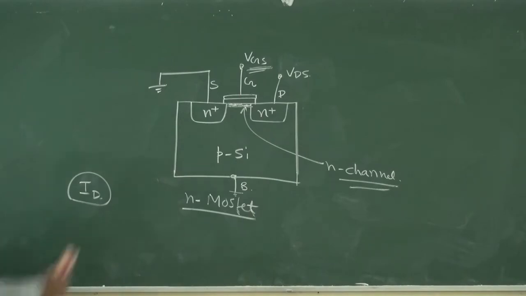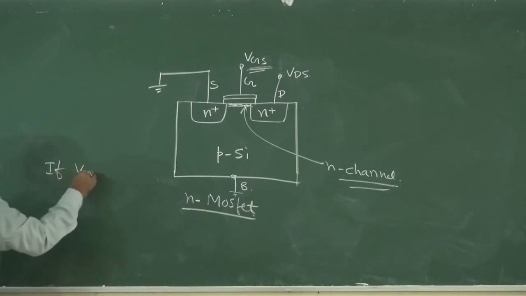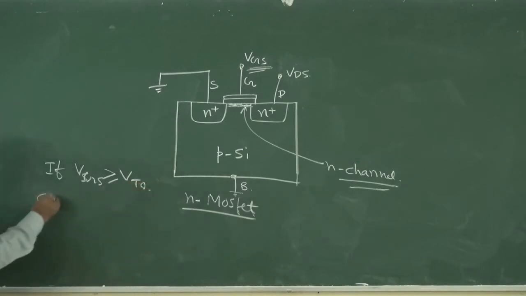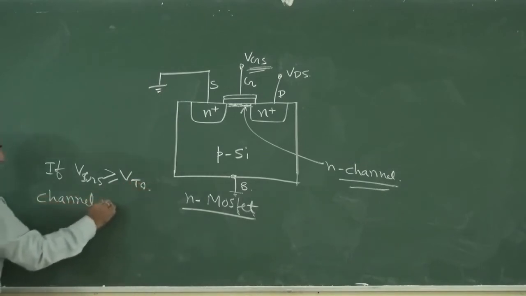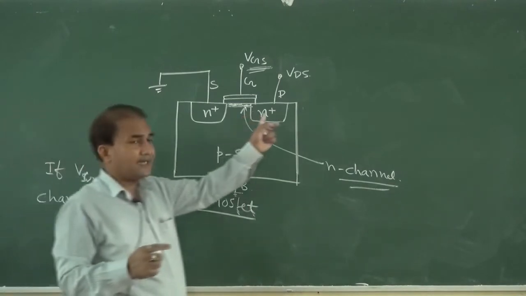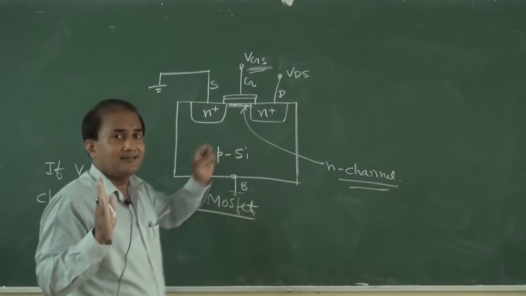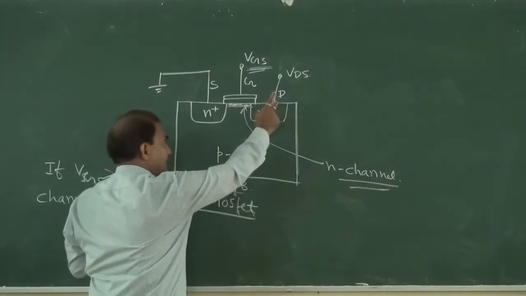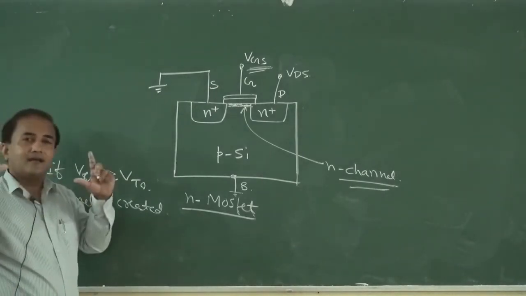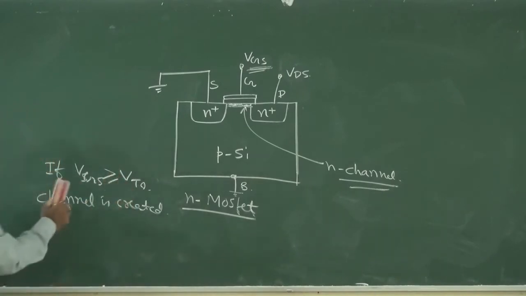We have to give an external voltage at the drain terminal. If VGS is greater than or equal to VT naught, then the channel is created. After the creation of the channel, if we apply some external voltage at the drain terminal, this creates a potential difference between the drain terminal and the source terminal. Because of this potential difference, current can flow between the source and the drain terminal.